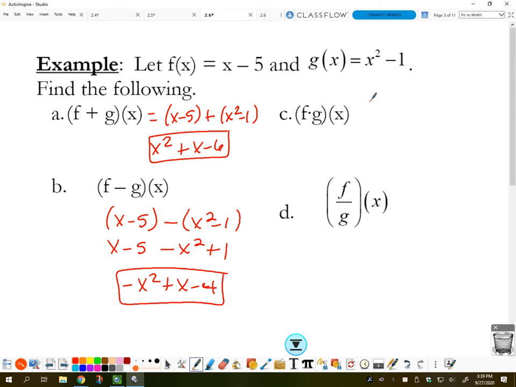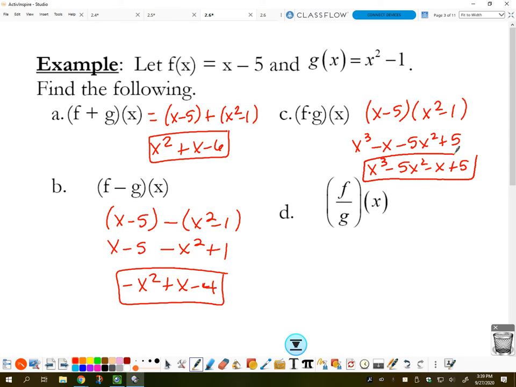Alright, so the next one, we're saying take f of x and times g of x. So that's just a distribute. So x to the third minus x minus 5x squared plus 5. And we like for things to be in standard form. So just rearranging my terms and I'm done.